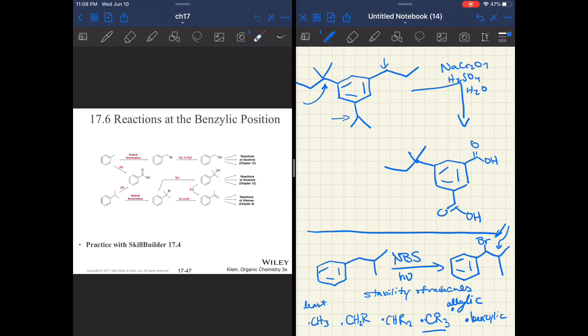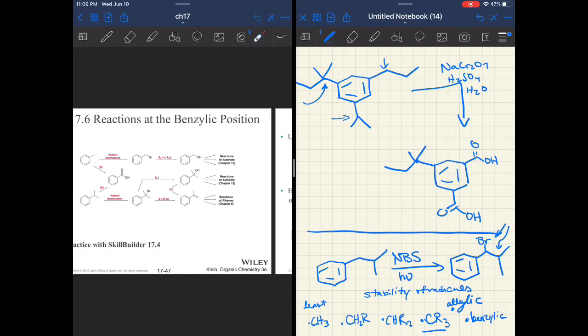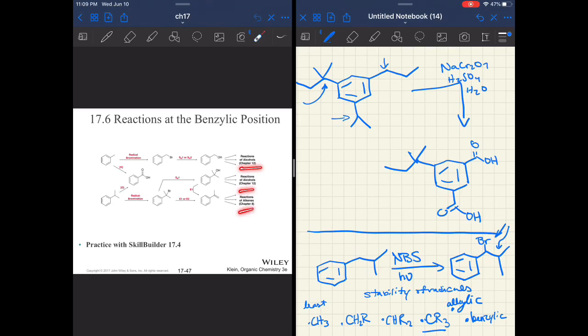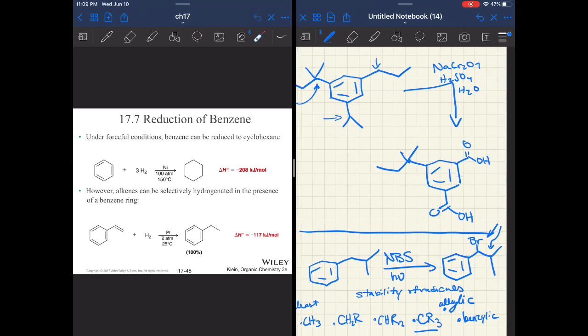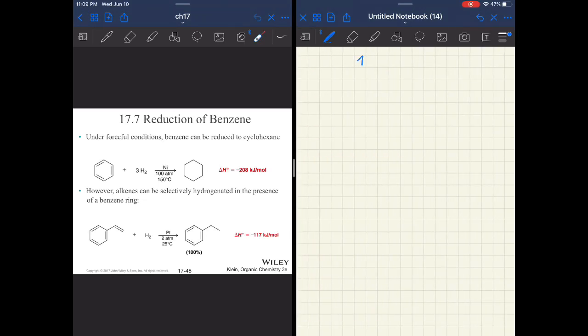And this is, I love how Klein makes these summary slides. I don't know that this is my favorite for Organic 2 because it's just so much review of Organic 1. But it also gives you the reference of where you can go back and find those reactions if you need a little brush up.